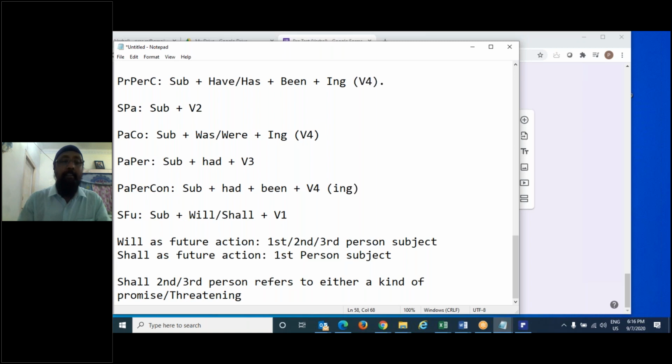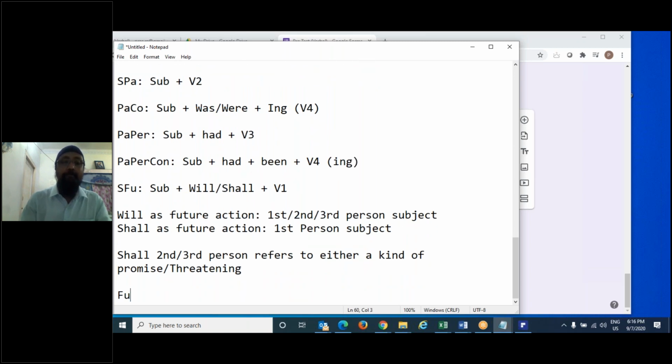And the next is future continuous. The rule says subject plus will plus be plus V1 or ing.